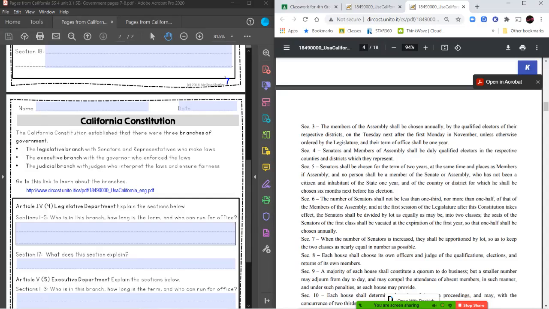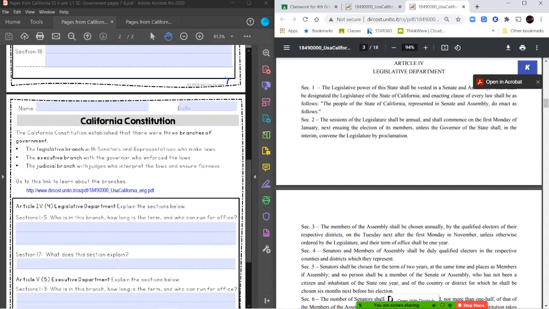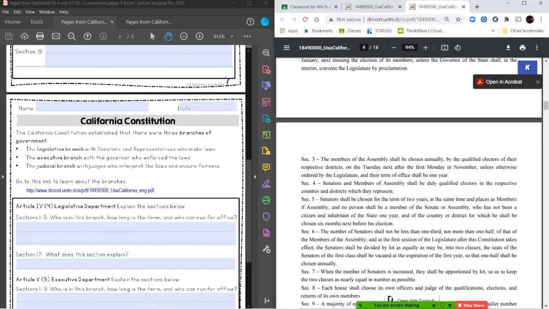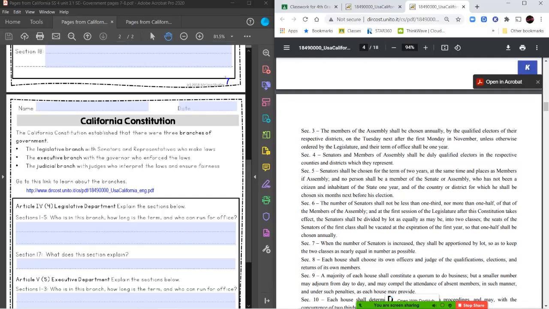All right, so let's go back to our question. Who is in the branch? We can go back up to the beginning. In the branch, we have the Senate and the Assembly. How long is the term and who can run for office? Senators have a term of 2 years. Over here, we were reading that the members of the Assembly are going to be 1-year terms. The senators have 2-year terms.